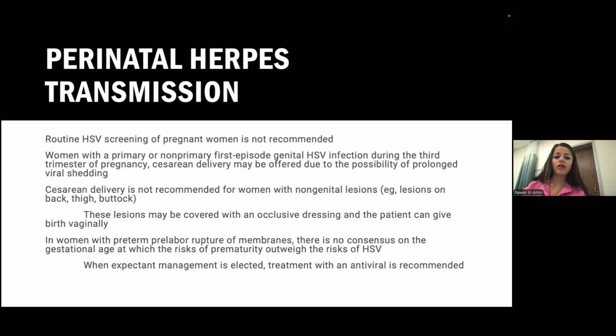Like I said, routine screening is not recommended. We do offer a C-section to somebody who has had, even in the 3rd trimester, they could still be shedding the virus for a long period of time. And then if somebody has any lesions, let's say on their back, thigh, or buttock, it's not an indication for a C-section. What we can do is try to cover up those lesions and decrease the access to that. And then if the mom presents with PPROM or premature rupture of membranes, definitely start antiviral therapy, and that would have to be a discussion of risk-benefit ratio of when to deliver.